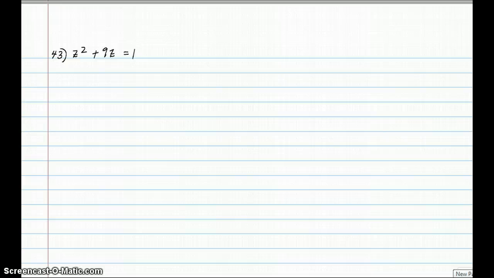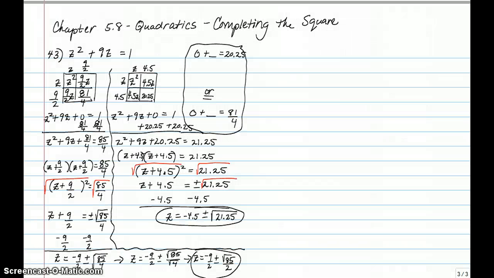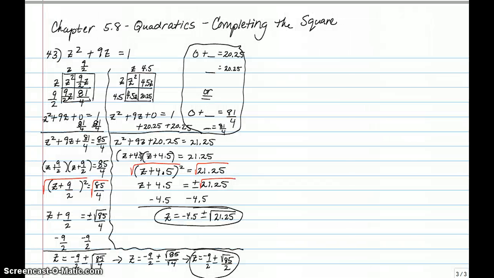The last problem that we are going to work on is number 43, z squared plus 9z equals 1. Okay, on this one, this is a little trickier because you're going to end up with some fractional amounts. Now, this one on the right is what you probably came up with. That's why I put it in here.